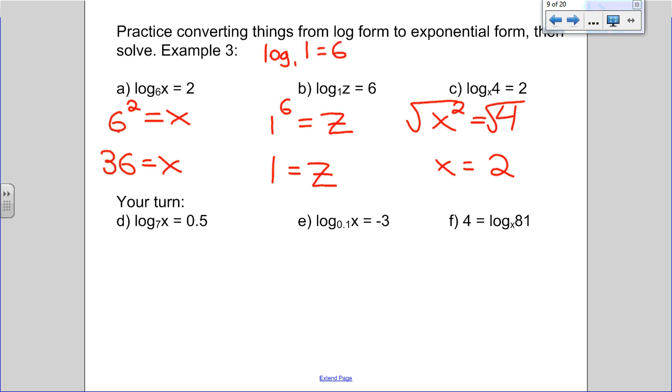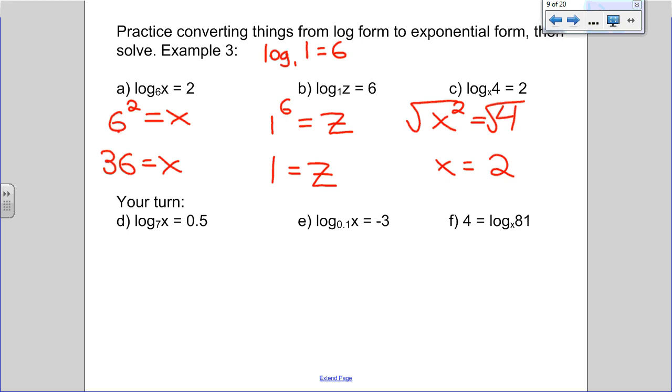Why do we get an error? Because 1 to the power of 6 equals z. Okay, z has to be 1. Put that back into your log and think about what this is saying, and it doesn't make sense.